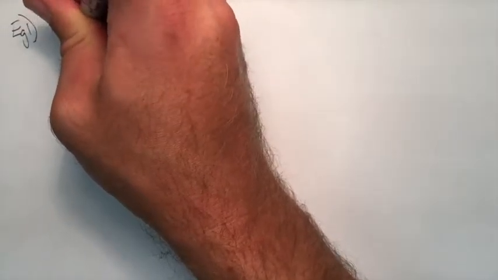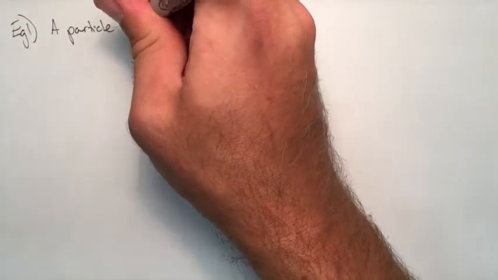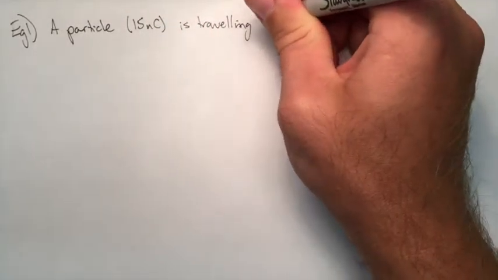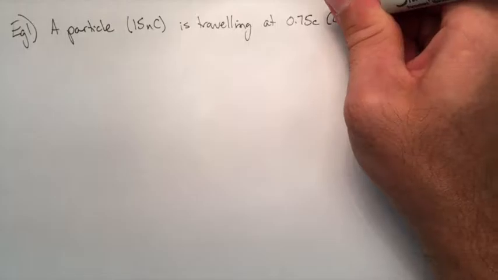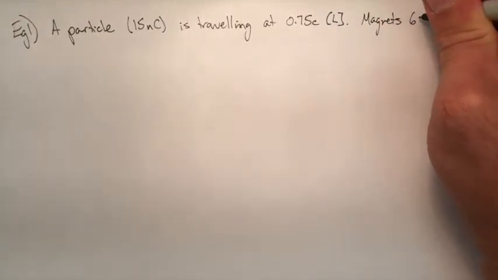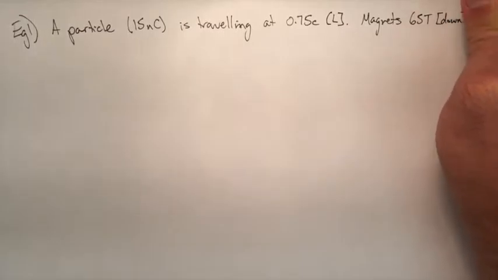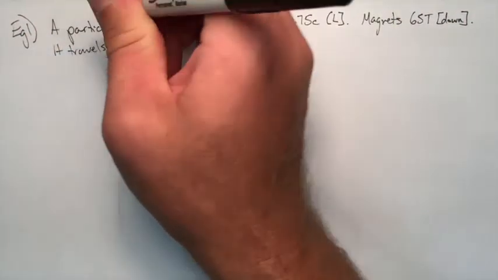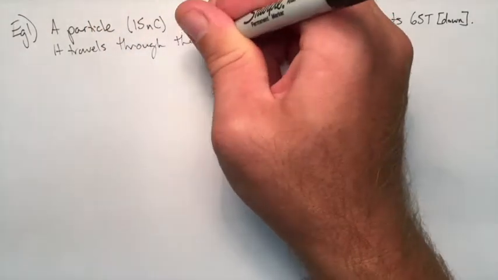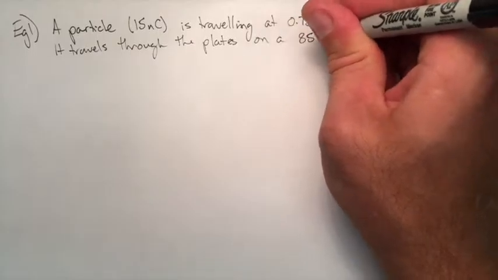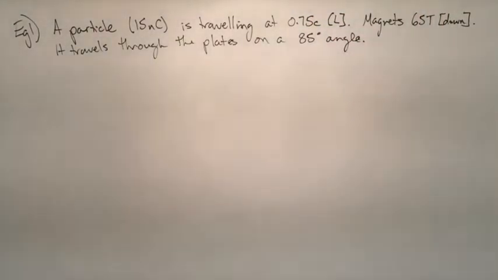So let's use this in two examples here. Let's say some sort of particle has a charge of 15 nanocoulombs. Let's remember that a nano is 10 to the negative 9 coulombs. It's traveling at 75% the speed of light to the left. There's magnets around it which are 65 Tesla down. It travels through the plates on an 85-degree angle. What force will it experience?